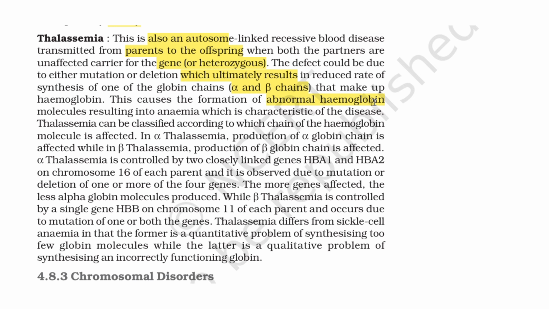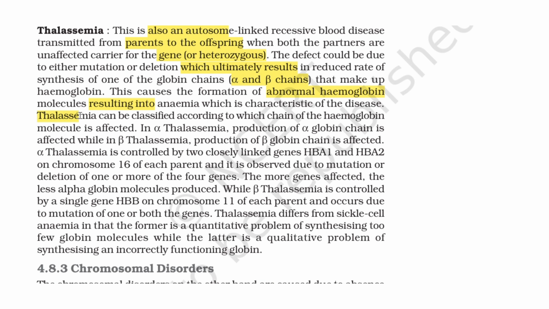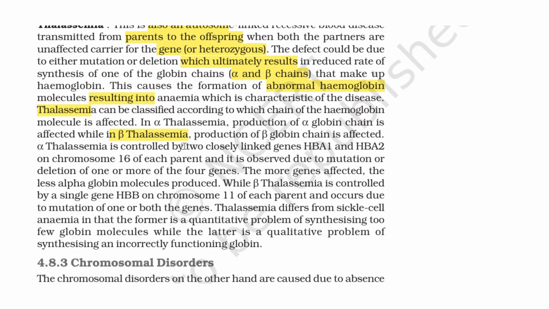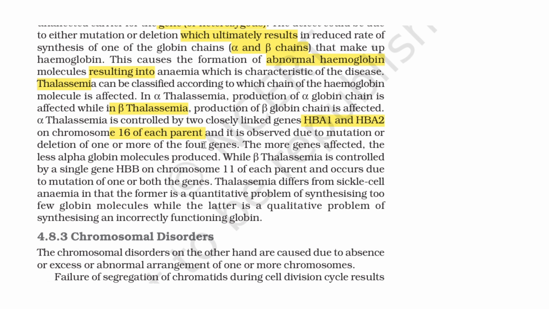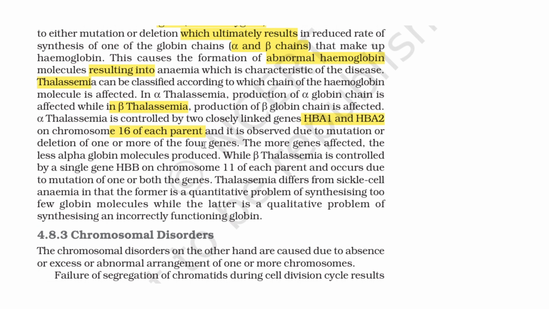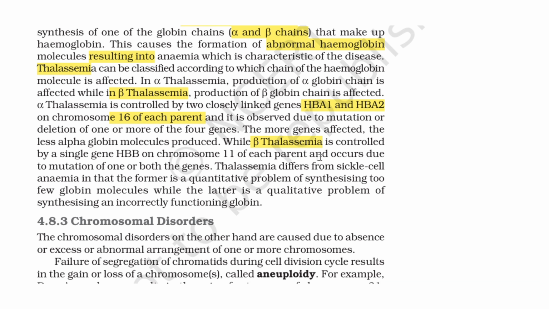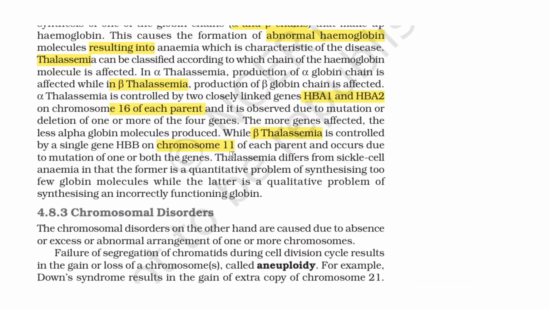Thalassemia can be classified according to which chain of the hemoglobin molecule is affected. In alpha thalassemia, production of alpha globin chain is affected, while in beta thalassemia, production of beta globin chain is affected. Alpha thalassemia is controlled by two closely linked genes HBA1 and HBA2 on chromosome 16 of each parent, and it is observed due to mutation or deletion of one or more of the four genes. The more genes affected, the fewer alpha globin molecules produced. While beta thalassemia is controlled by a single gene HBB on chromosome 11 of each parent and occurs due to mutation of one or both the genes.